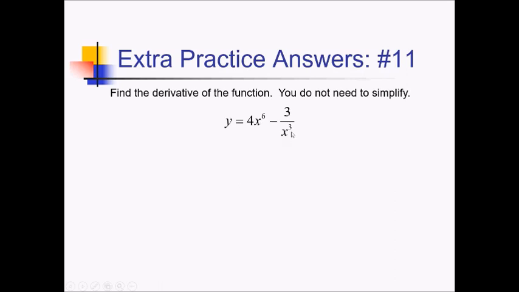To make my life a little bit easier on this problem, I'm going to rewrite this second term as minus 3x to the negative third. Now I'm just going to go through and use the power rule. So this first one, this is going to be 24x to the fifth. And on this next one, we have positive 9x to the negative fourth.